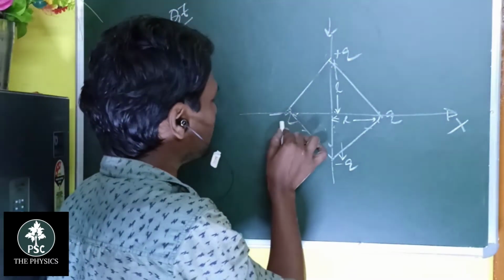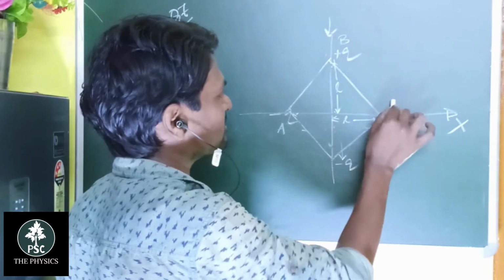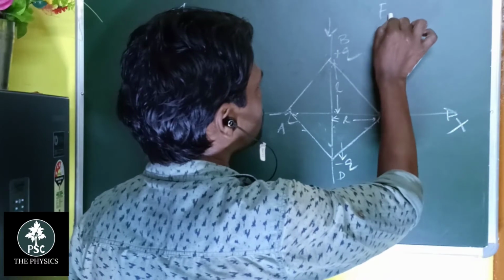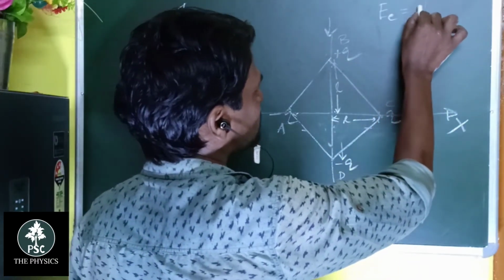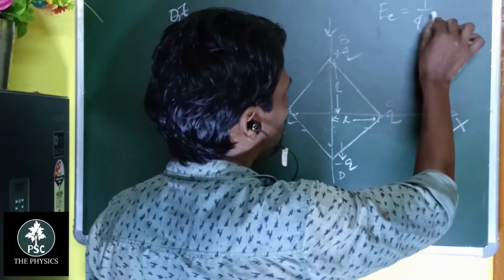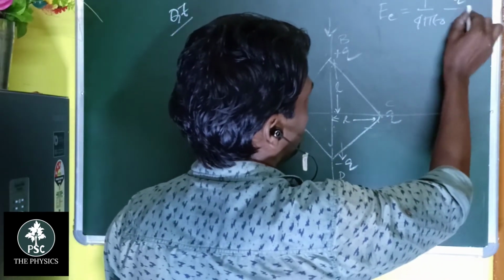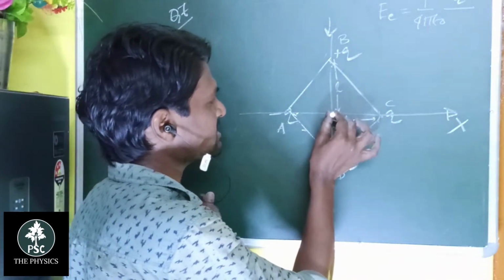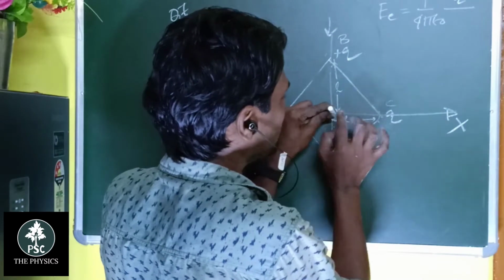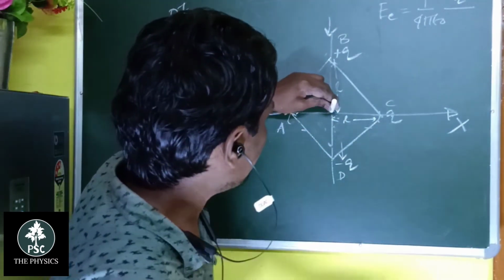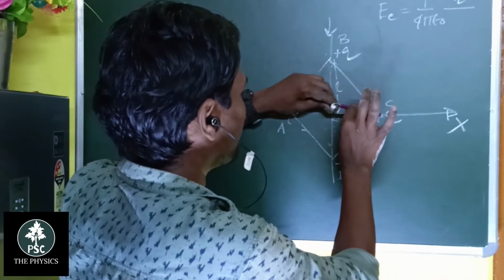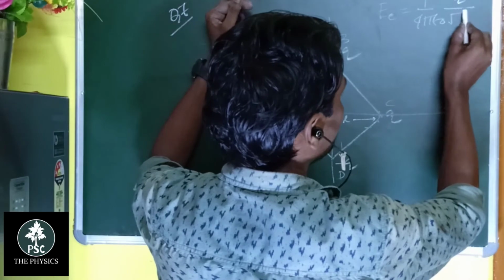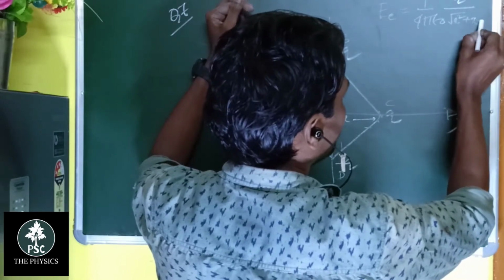But suppose this is A, this is B, this is C, and this is D, and you have to calculate the electric field at C. So what about C? It is so simple: 1 by 4 pi epsilon naught, a charge of Q, and the distance. What is the distance? This is x and this is L. So the diagonal is root over L square plus x square.